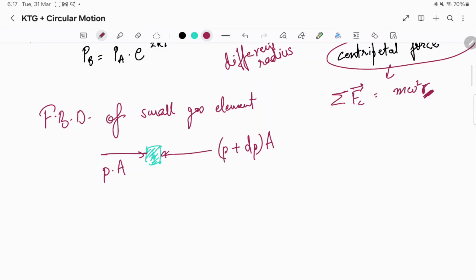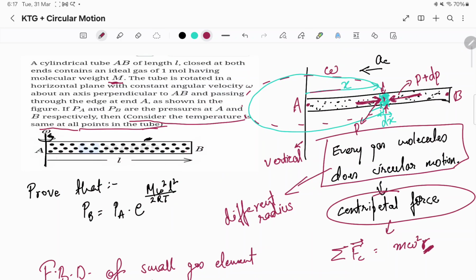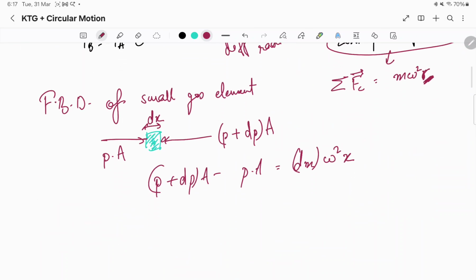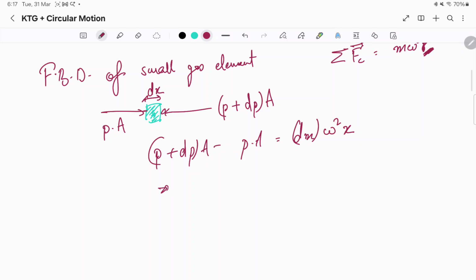So the net force in the horizontal direction towards the center is (P plus dP) into area minus P into area, which equals dm, the very small mass of this dx length, times omega square, and the radius for this part will be x. We have taken this as x. Now I can say that dP into area is equal to dm omega square x.